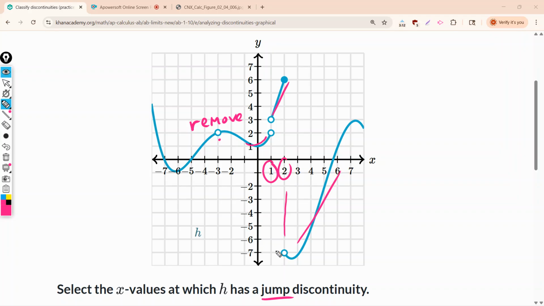All right, so we have two actual jumps. There's two different one-sided limits at 1. There's two different one-sided limits at 2. So it's just 1 and 2.